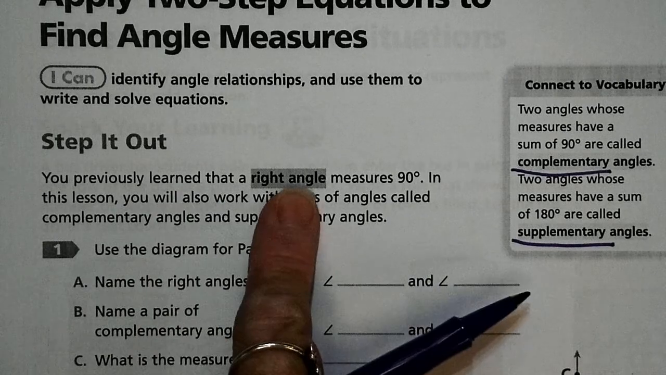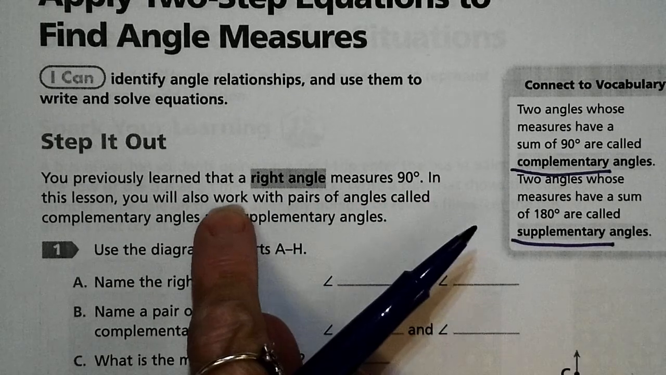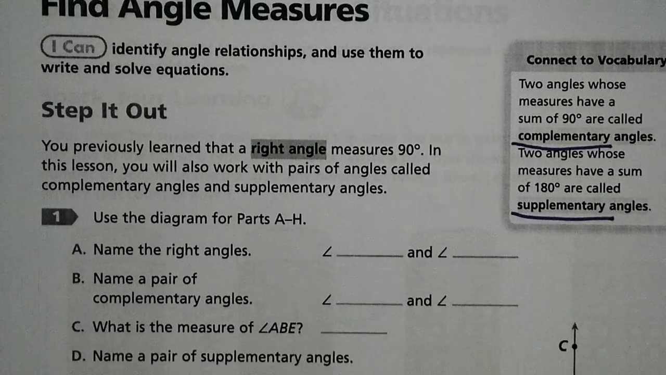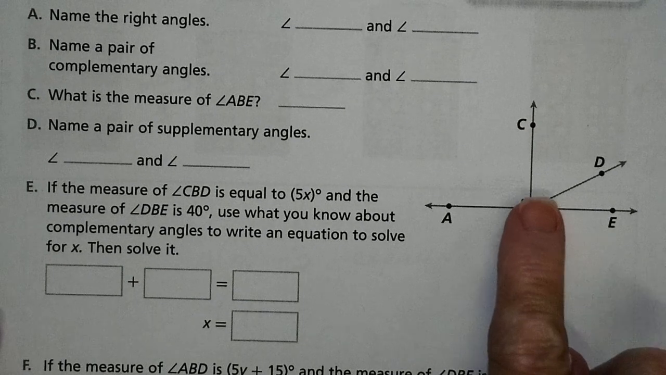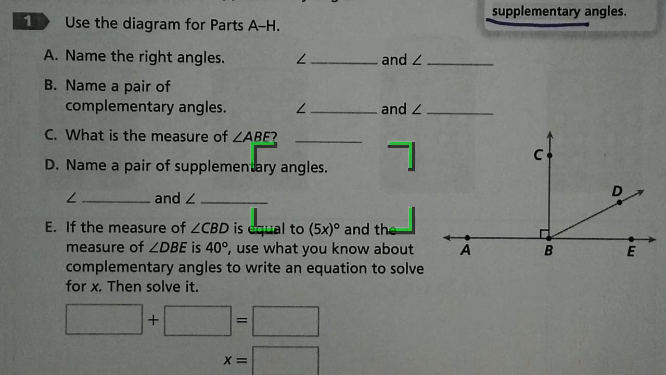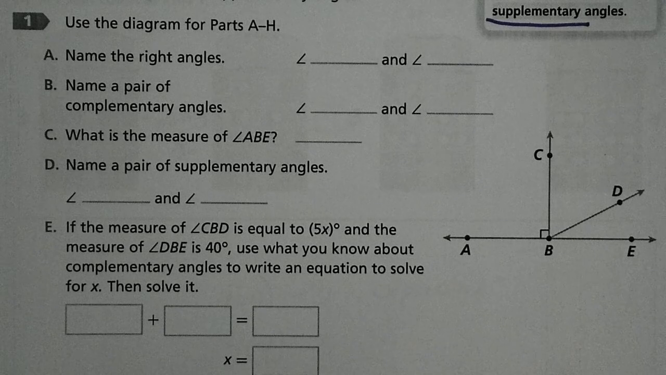You previously learned that a right angle measures 90 degrees. In this lesson, you will work with pairs of angles called complementary and supplementary angles. We're going to use the diagram for parts A through H. So we're going to use this diagram right here. Okay? So it says name the right angles. Now, hopefully in 6th grade you were supposed to learn how to label an angle, but I know some of you guys had Mr. Johnson last year and you probably didn't get it taught.